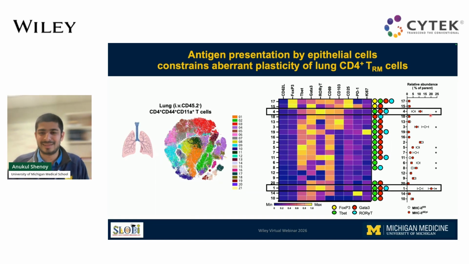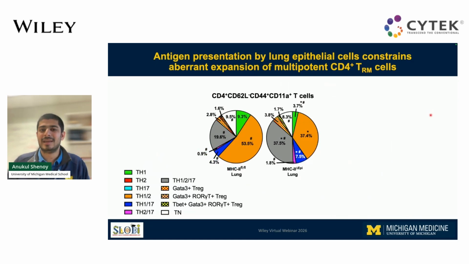Another way to look at this really complicated data is to make a simple pie chart where we put all the T cells that look similar together in the same plot. And like I showed you in the past slide, if you look at the lungs that do not have epithelial MHC class 2, these TH1, 2, and 17 multipotent T cells are actually doubled in number, suggesting again that epithelial antigen presentation is somehow constraining this plasticity.